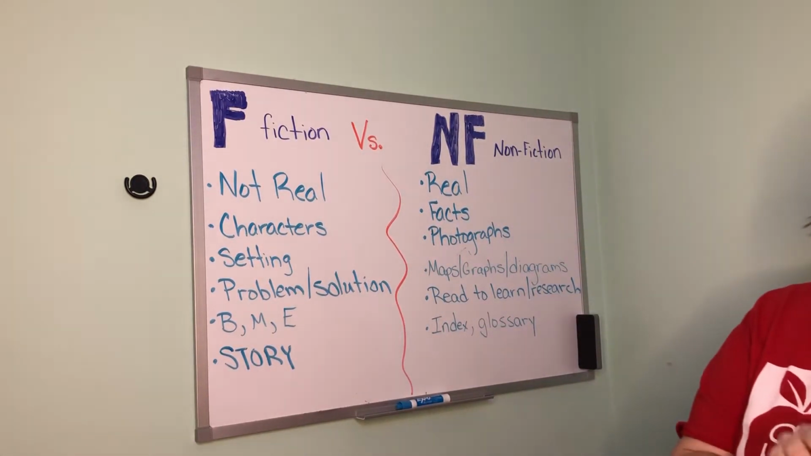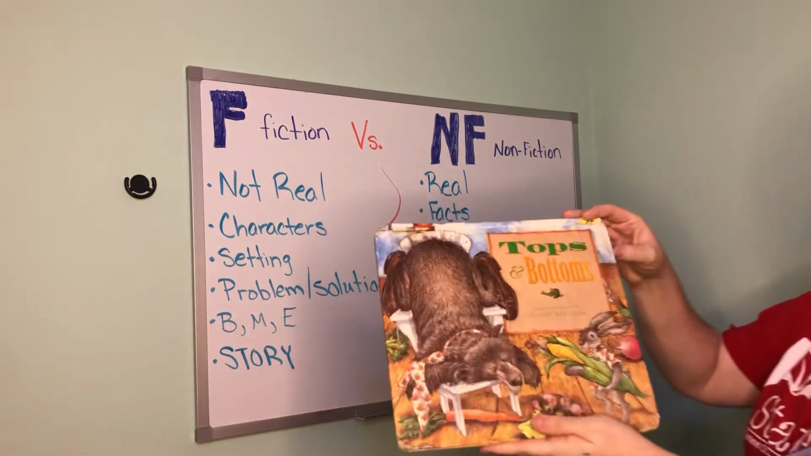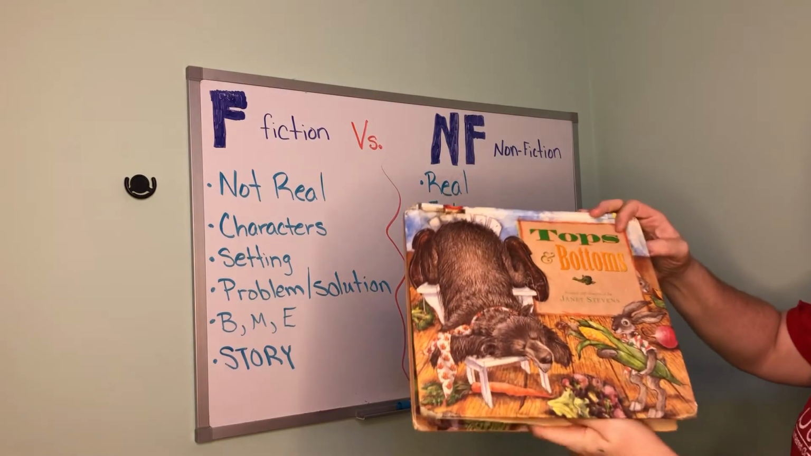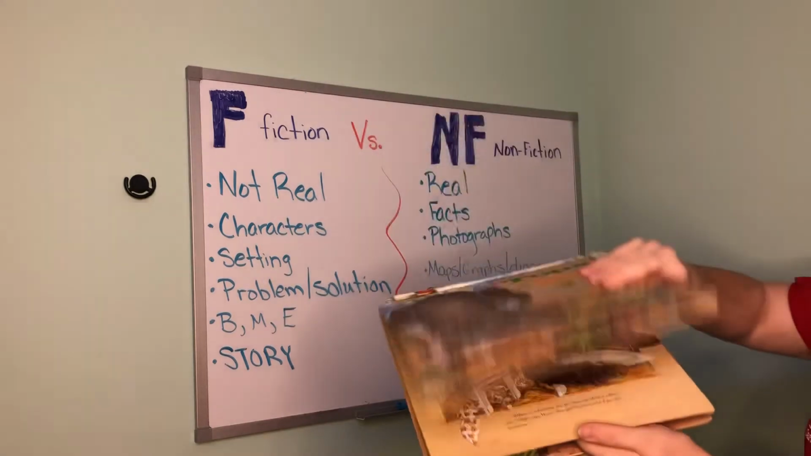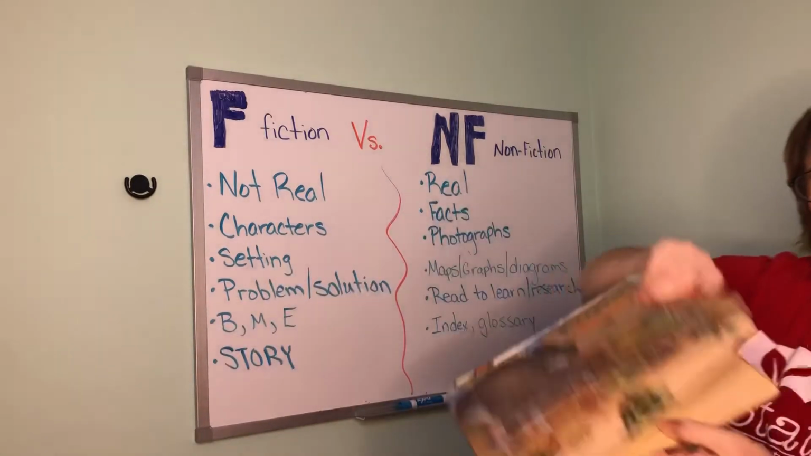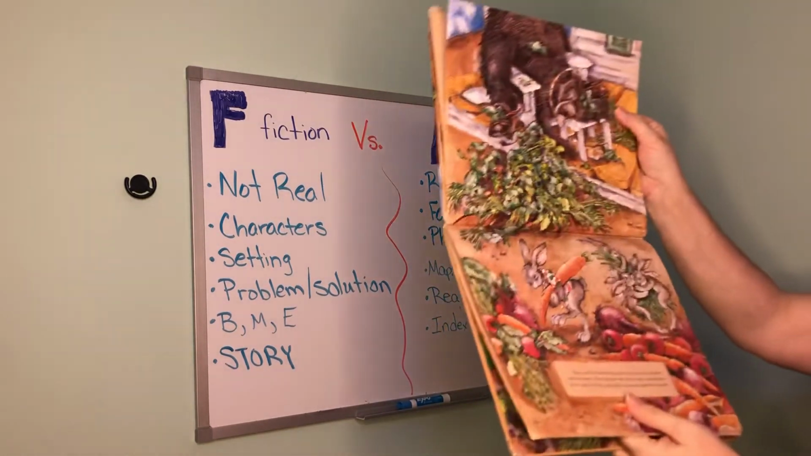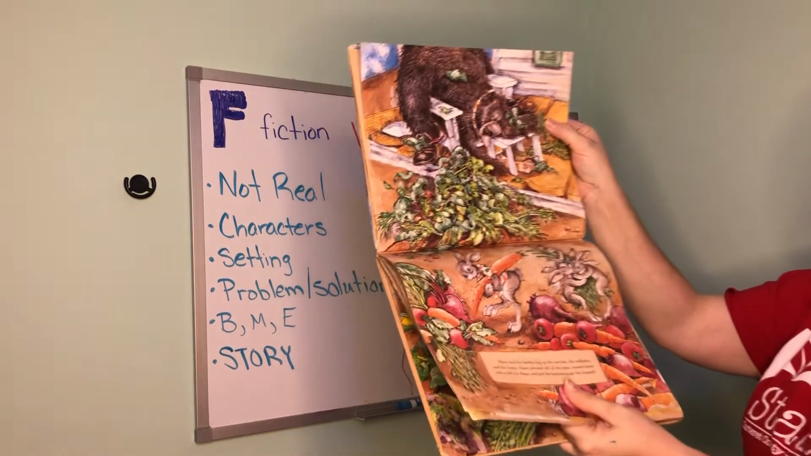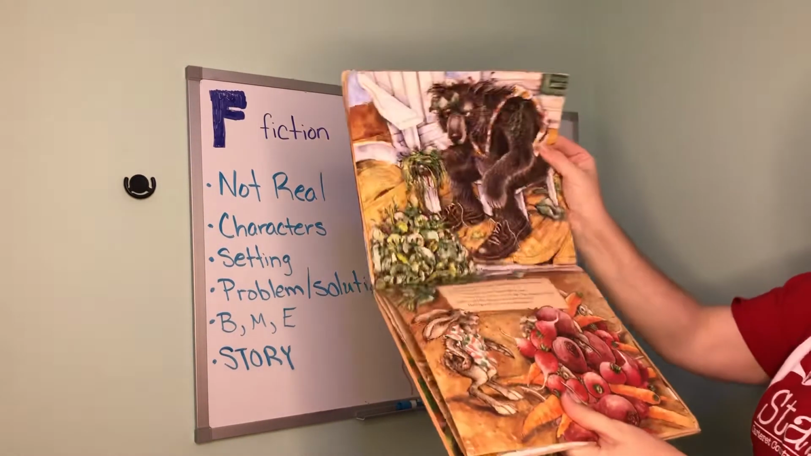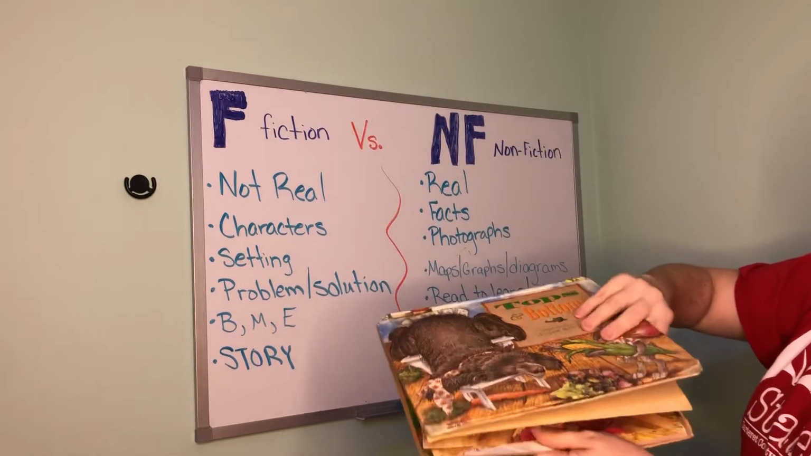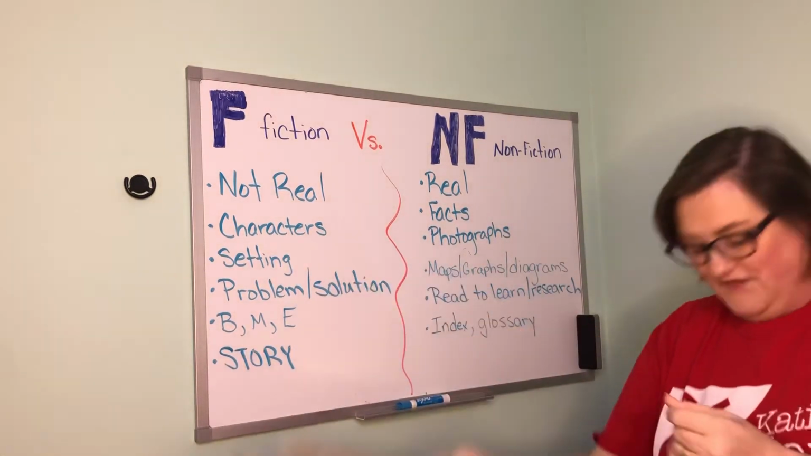We have Tops and Bottoms. I do not believe that I've read this book to you this year, but I'm sure you may have read it in the past, and it's written differently, which is why this book is so popular. Instead of it being like this, it's like this. You have a top page and a bottom page, and it's about characters who plant a garden, and somebody is very lazy and doesn't want to do the work. So there's a trickster in here who tricks them. So there's a problem, solution, beginning, middle, end. This is a fiction book.